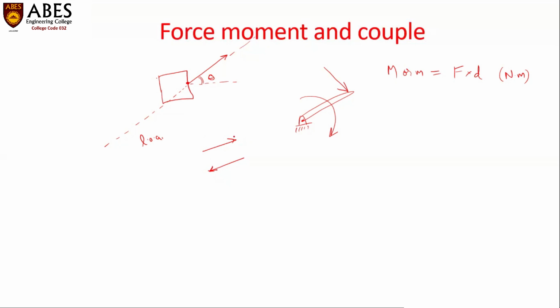A couple is a combination of two forces having the same magnitude but opposite direction. And it is measured in terms of this multiplication: any one of these two forces multiplied by the distance between these two forces. The forces are parallel, so we can measure the direct distance between these two forces. And the unit is once again Newton meter. So it provides you the pure rotation, pure turning effect.